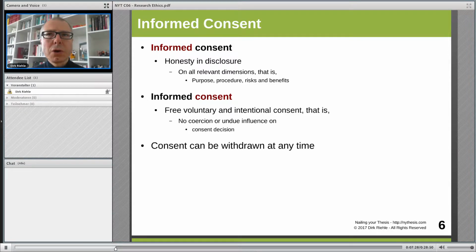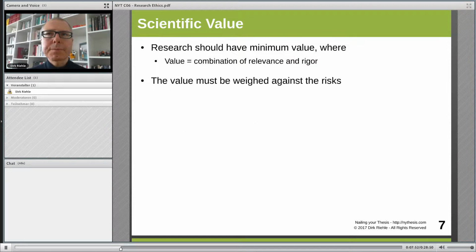So there should be no coercion, no undue influence on the subject's decision to consent to sign off on some form. It should be understood that the subject at any point in time can change their mind, so they can withdraw consent, and the researcher must prepare for any subject pulling out of the study at any given point of time. So good ethical research has scientific value.